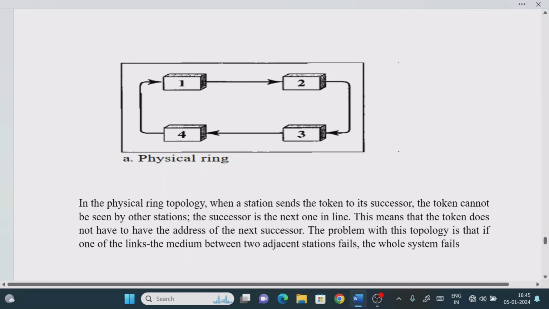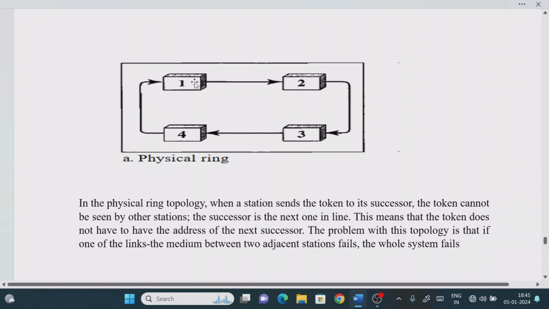In physical ring topology, when the station sends the token to its successor, nothing but this guy. Successor means if you are the current station here, this is your successor. The token cannot be seen by the other stations. It means that whoever has the token won't announce that it has the token. The successor is the next one in line. And if you have the token here, this guy will exchange the information.